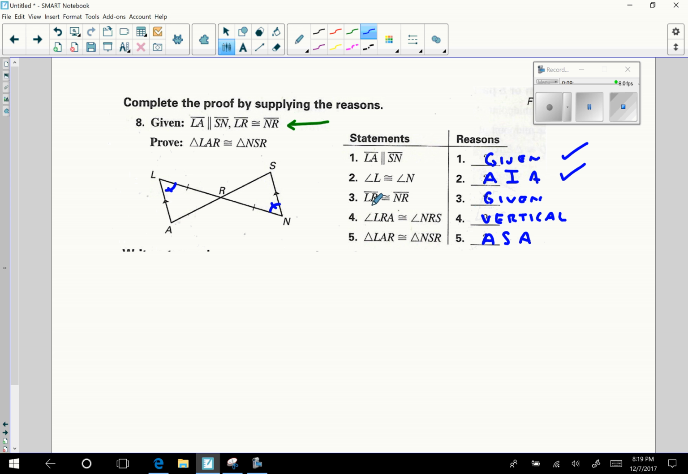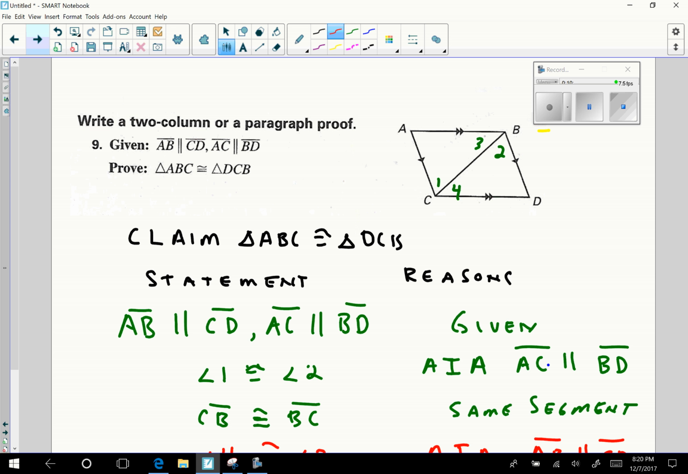I was given that segment LR is congruent to segment NR. That's given. And I think it's very clear to see that those two angles are vertical. Therefore, those triangles are congruent. Why? Because of angle-side-angle. Good deal.